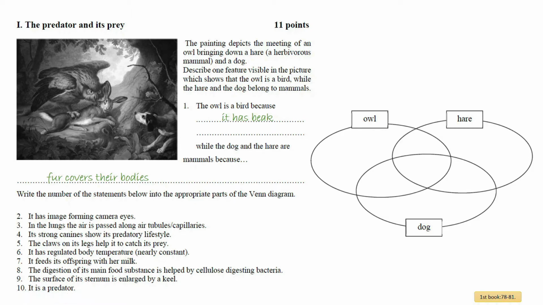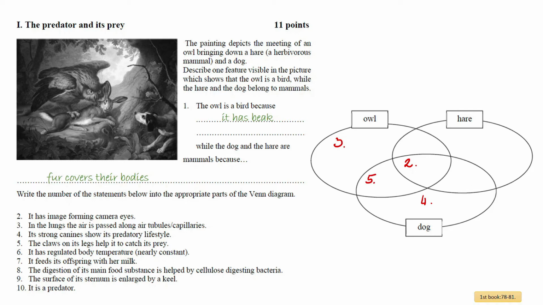Write the number of the statements below in the appropriate parts of the Venn diagram. It has image-forming camera eyes. That is true for all of them. In the lungs, the air is passed along air tubules or capillaries. We know that in birds the gas exchange occurs in air capillaries, so that is true for the owl. Its strong canines show its predatory lifestyle. That's going to be true for the dog. The claws on its legs help it to catch its prey. That's true for the dog and the owl as well, so it will come to this intersection, 5.